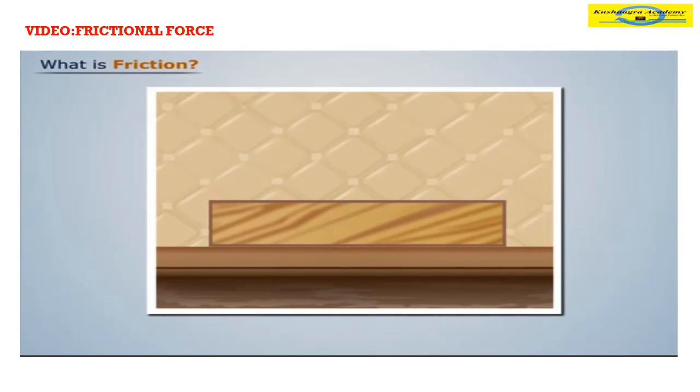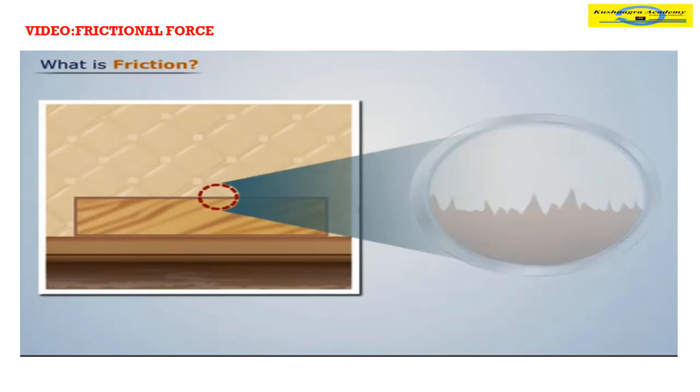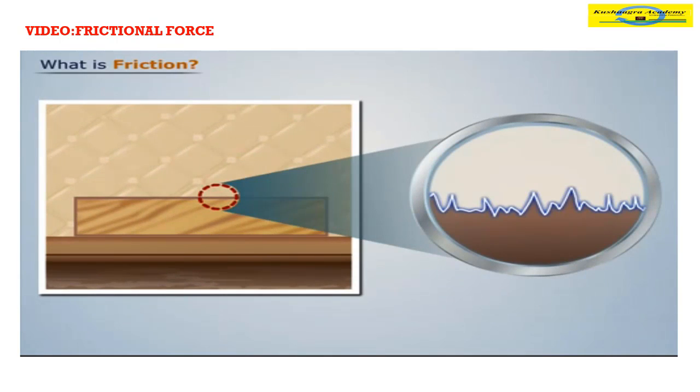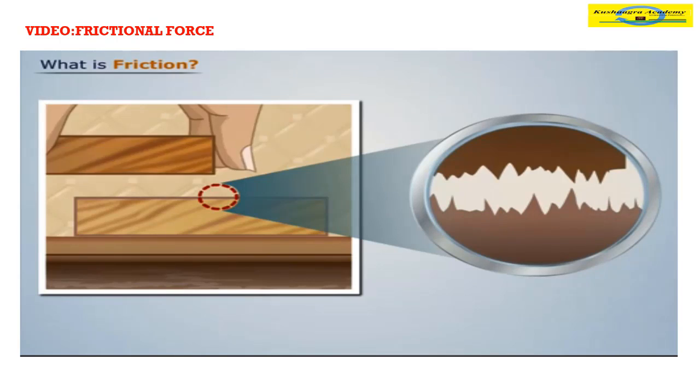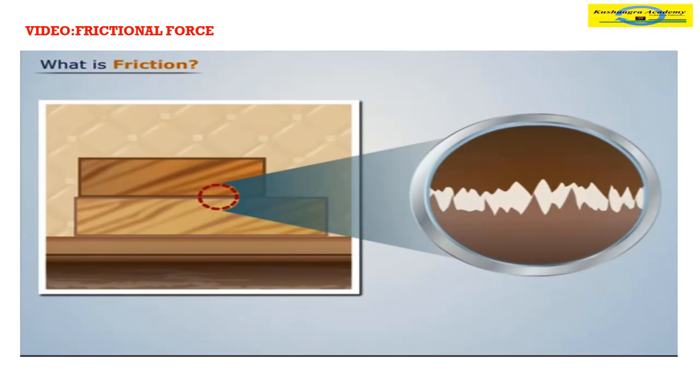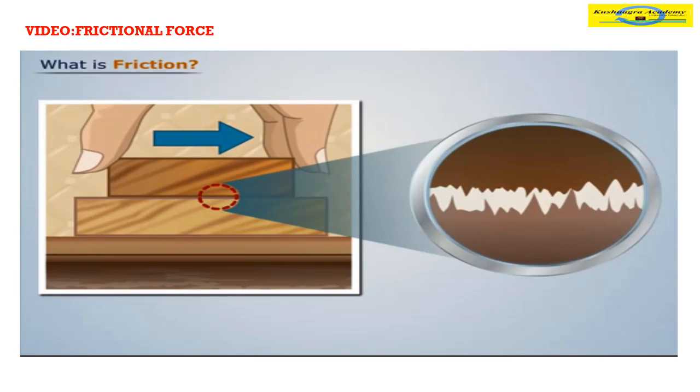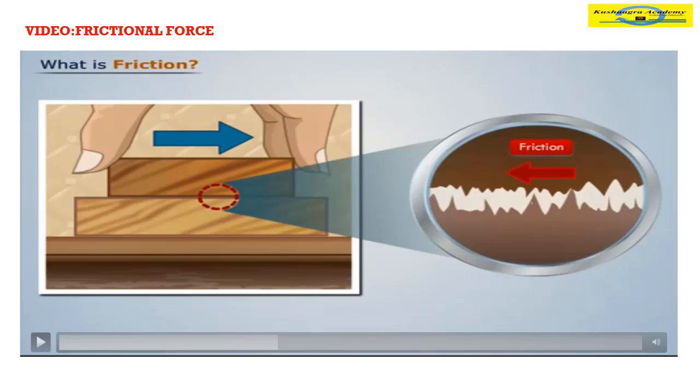A surface is never perfectly smooth. Even very smooth surfaces possess irregularities, which is visible only through a microscope. So when two bodies are in contact with each other, the irregularities present on their surfaces tend to interlock with each other. Now when we try to move one of the bodies on the surface of the other body, the interlocking of irregularities opposes the motion. This opposing force is called friction. So we are able to see here that even the smooth surfaces are not that smooth.